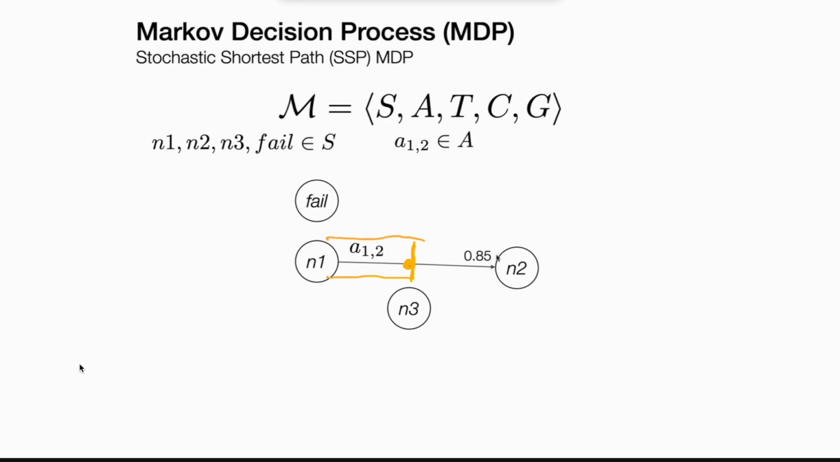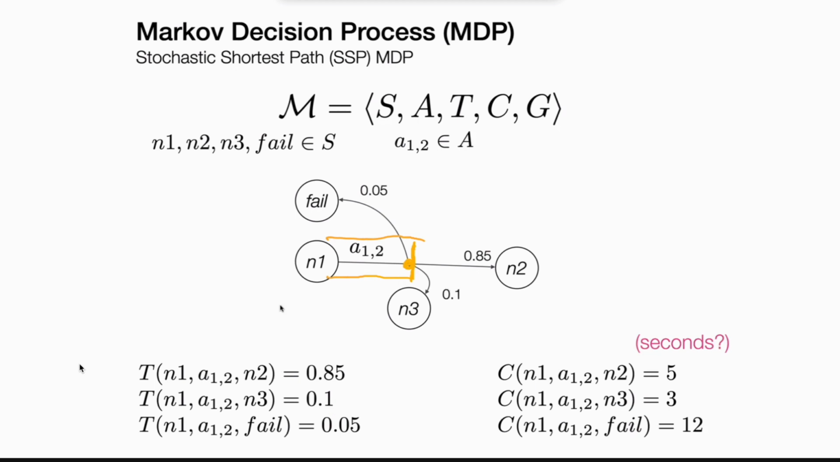With probability 0.85, we reach N2. Probability 0.1, we reach N3. And probability 0.05, we might reach some failure state. That failure state may not correspond to a physical location. It may be the robot being stuck somewhere and needing help. And then we can express these transitions as a transition function, which gives the probabilities. In this case, our cost will always be positive numbers. They don't have to be integers, but they will be positive numbers. And what we want to do is minimize the cost to achieve a particular outcome.